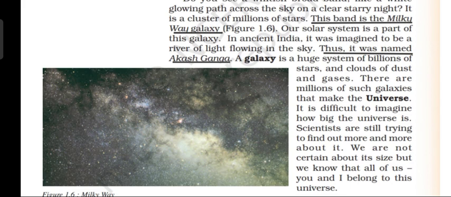So, how is a galaxy formed? A galaxy is formed with the help of billions of stars, clouds of dust and gases. And how is the universe formed? It is formed when millions of such galaxies are combined together. So, that is the definition of galaxy and universe. Now, the universe is very big, and the scientists are trying to find more interesting facts about it. And we all know that you and I belong to this universe itself.